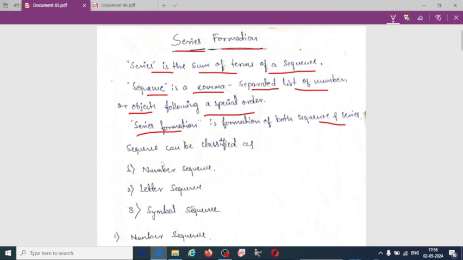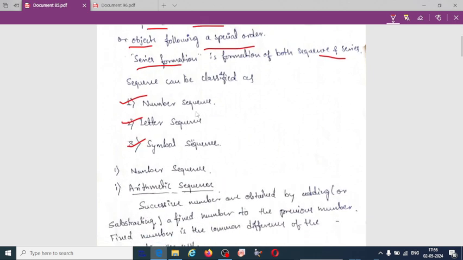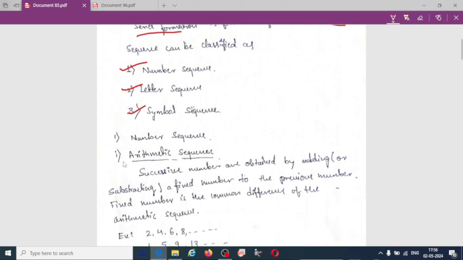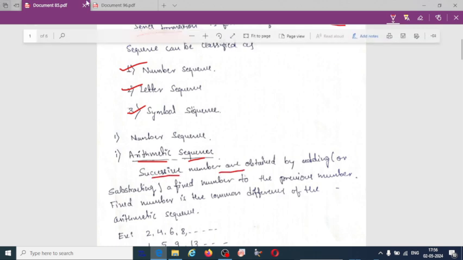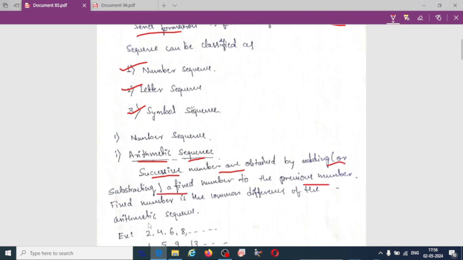There are three types of sequences: number sequence, letter sequence, and symbol sequence. If we want to understand number sequences, there are different types. The first one is the arithmetic sequence. In mathematical form, successive numbers are obtained by adding or subtracting a fixed number to the previous number. The fixed number is the common difference of the arithmetic sequence.